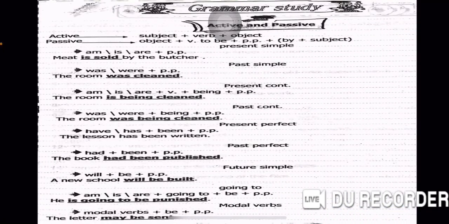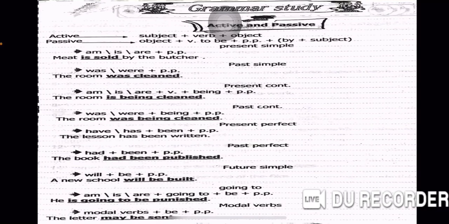Now we are going to take the grammar structure, active and passive. Here the active sentence begins with the subject, then the verb, then the object. But the passive starts with the object, then the verb, then the past participle of the verb, plus by, plus subject.